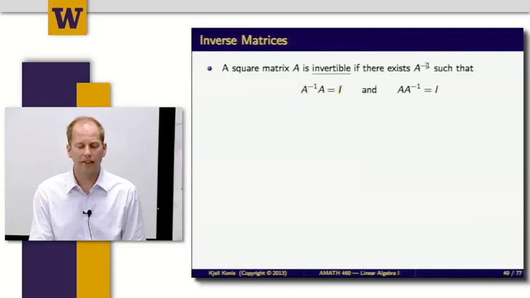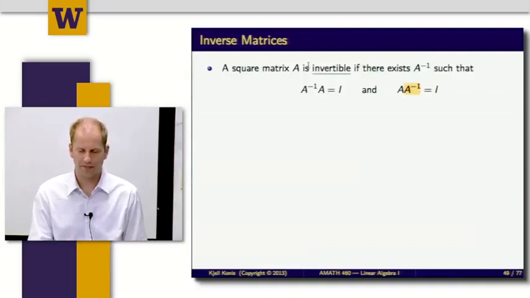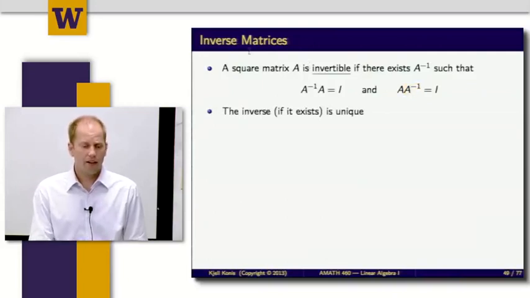So A inverse is going to be a matrix where I multiply either before or after A. So I can take A inverse A, that has to be equal to the identity matrix, and A A inverse has to be equal to the identity matrix. If I can find this matrix A inverse, then I will say that A is invertible. So the inverse, if it exists, is unique.